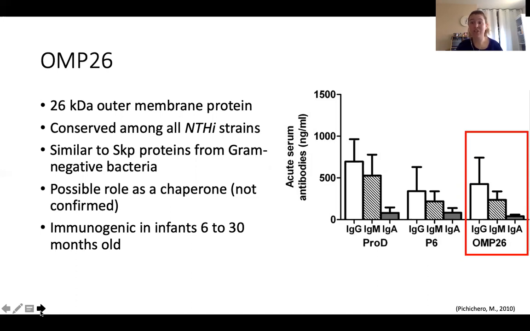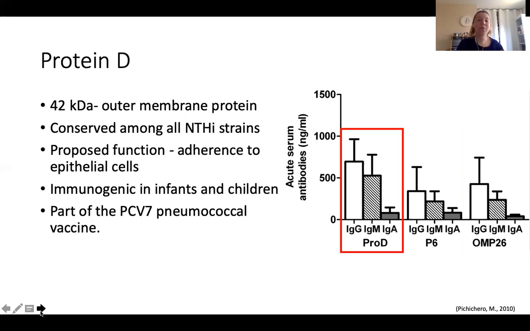So that checks off three large boxes. It has broad coverage, it's on the surface, it's an antigenic protein, and it's already been published before as a vaccine candidate. So OMP26 became a very strong candidate. Protein D is a little bit larger than OMP26. It's once again a surface protein. It's on the outer membrane. It is 42 kilodaltons, and it is also conserved on all the NTHI strains. So once again, broad coverage and surface. It's already checked those boxes.